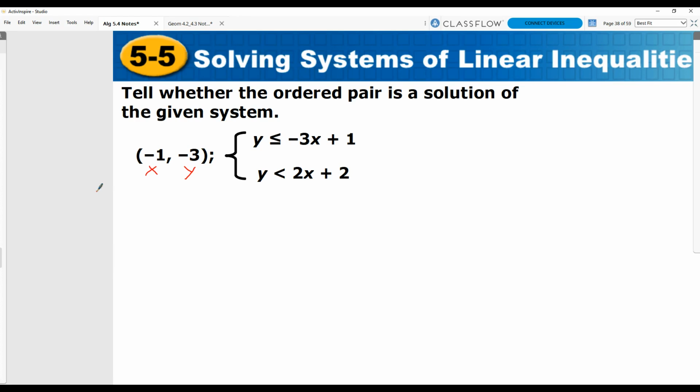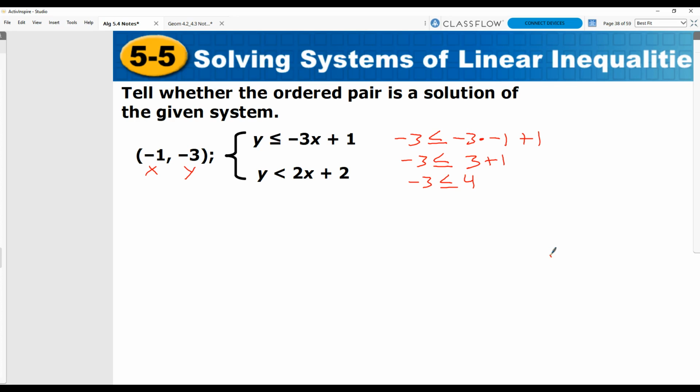Okay, so let's take a look at our first one here. We're going to take this inequality and put in x and y and see what we get. If I take that one, my y is -3, and keep that same symbol. Then I'm going to have -3 times x, so -3 times -1, and then +1. Now you just have a little bit of math to do, and you're going to see if this ends up being true. So -3 is less than or equal to, that would come out to +3 plus 1. So -3 is less than or equal to 4.